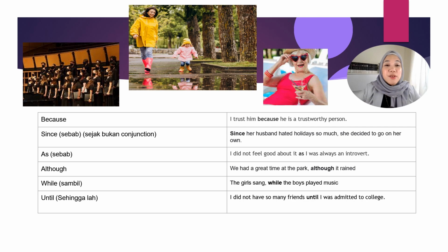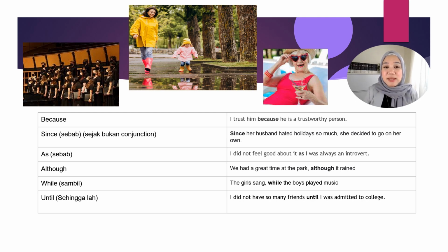Okay, so let's look at the meaning of this conjunction here. The first one, because. I trust him because he is a trustworthy person. Saya percayakan dia sebab dia orang yang boleh dipercayai. Since. Now, since here means sebab. It does not mean sejak. Why? Because as a conjunction, since carries the meaning sebab. Since her husband hated holidays so much, she decided to go on her own. Sebab husband dia tidak suka bercuti, dia decide untuk pergi sendiri.